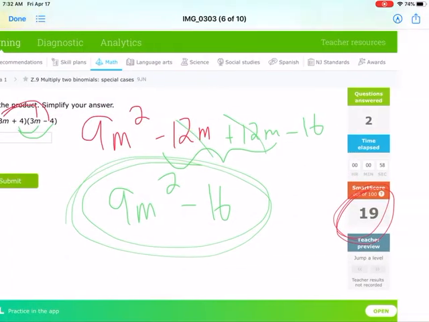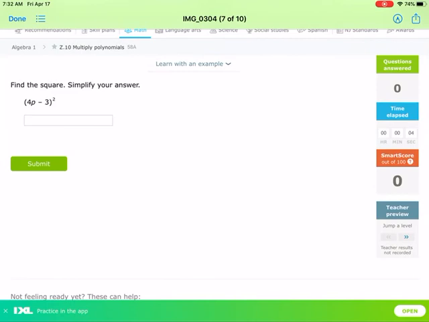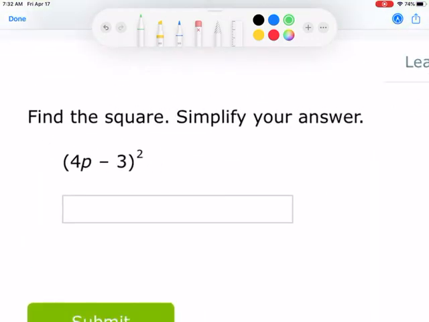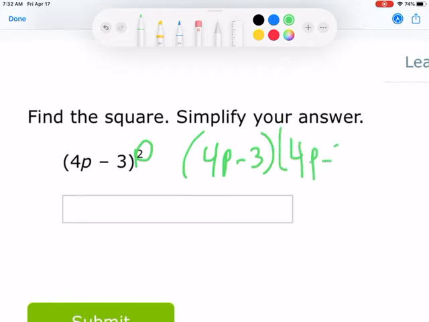And again, here we are at Z10. So there are some different difficulty levels here. As you can see, I can jump levels in my teacher preview. That squared button just means to write it out. So it's going to be 4p minus 3 times 4p minus 3, because that's what squaring does. And distribute.